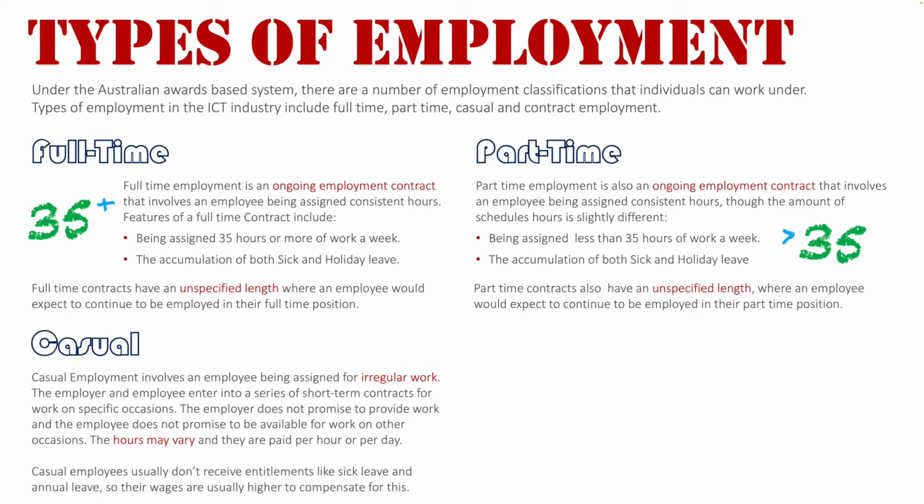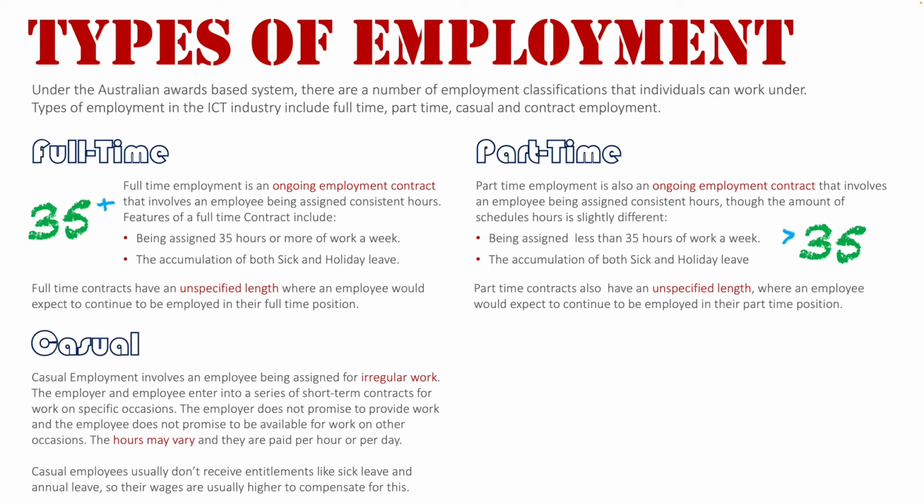It's also easy to get rid of a casual staff member because the employer doesn't have to actually give them any hours at all as a part of this contract. Casual employees usually don't receive entitlements such as sick or annual leave, but they are given a bit of extra pay as loading on top of their casual pay to compensate for this.